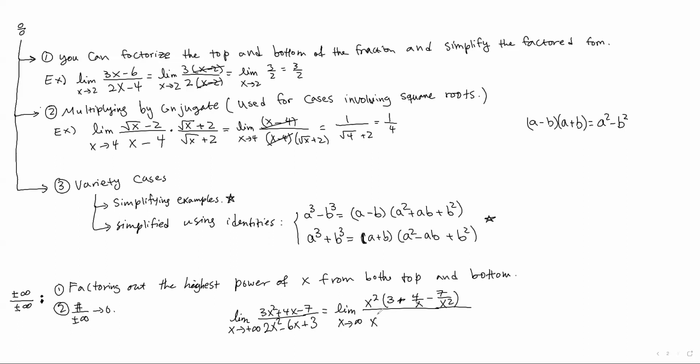Same for the bottom. I'm going to factorize the x squared, so it becomes 2 minus 6 over x plus 3 over x squared. And hey, look, you have a bunch of numbers divided by infinities, because as x goes towards infinity, this one goes away, this one also goes away, this one goes away, this one goes away. And in other good news, x squared and x squared cancel each other out. So what you're really left with is the limit as x goes towards infinity of 3 over 2. And you know how to deal with that, as the limit of a constant number is just going to be 3 over 2.